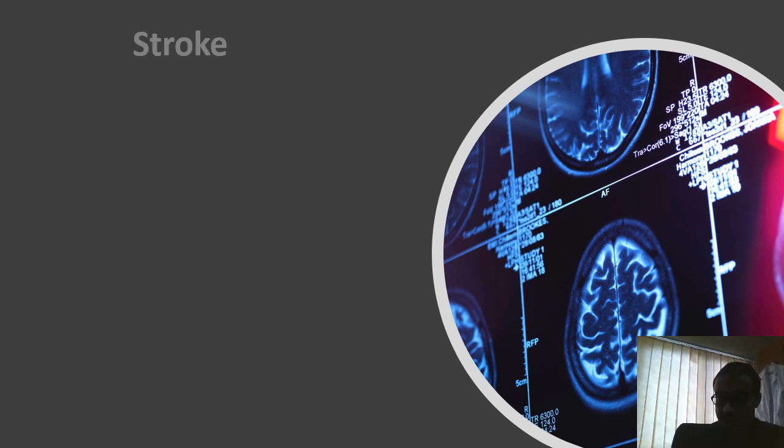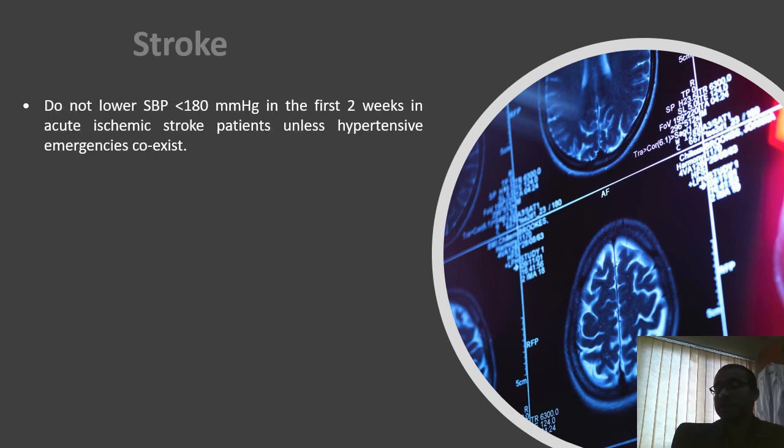In acute ischemic stroke, the recommendation is a bit different because relatively high blood pressure is needed to maintain the brain circulation and avoid brain ischemia in the given case. So in the first 2 weeks, it is advisable not to go below 180, in case the patient has no coexisting hypertensive emergencies.